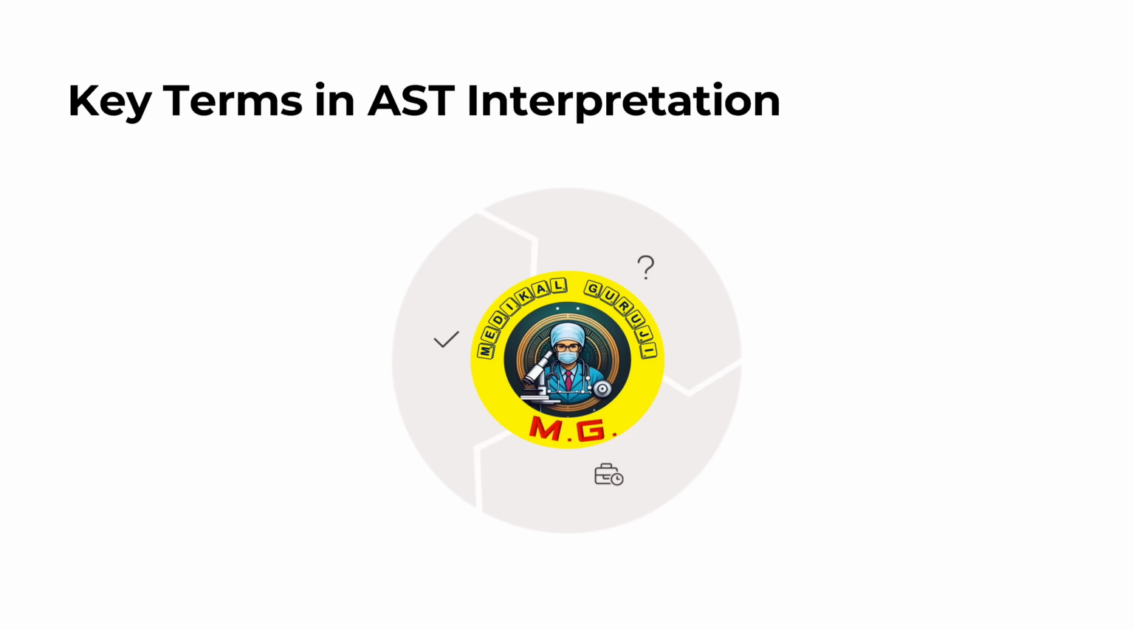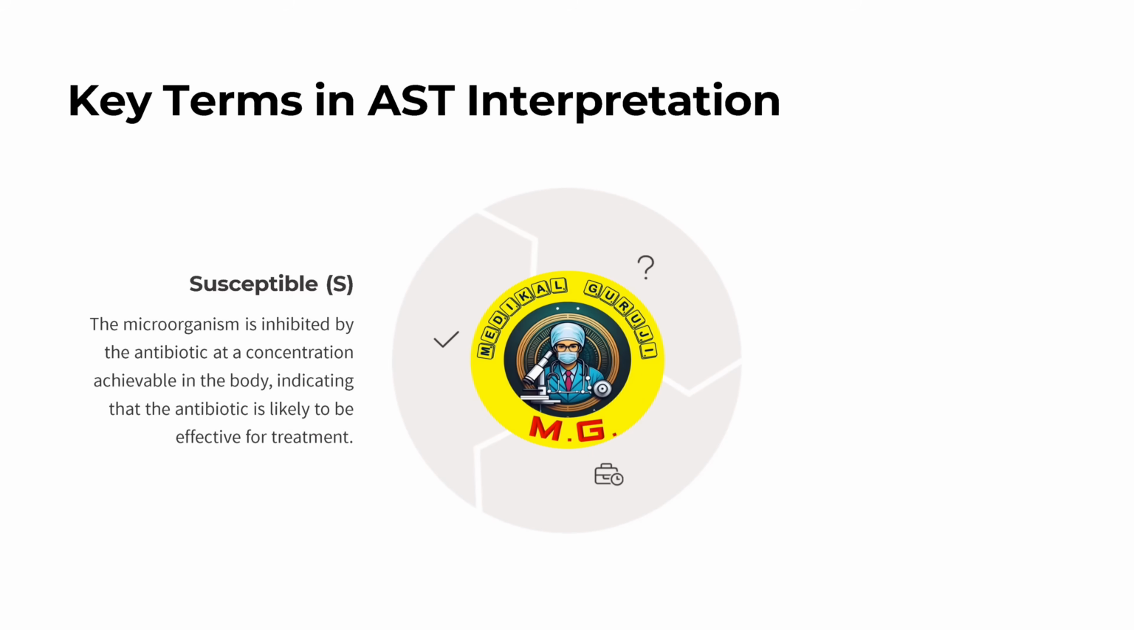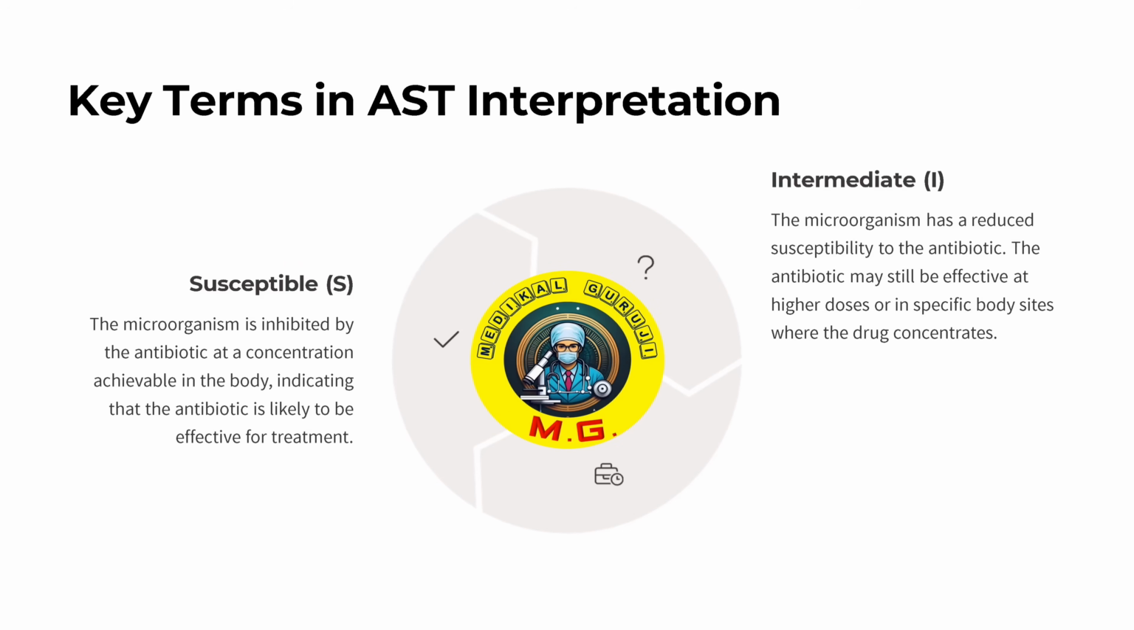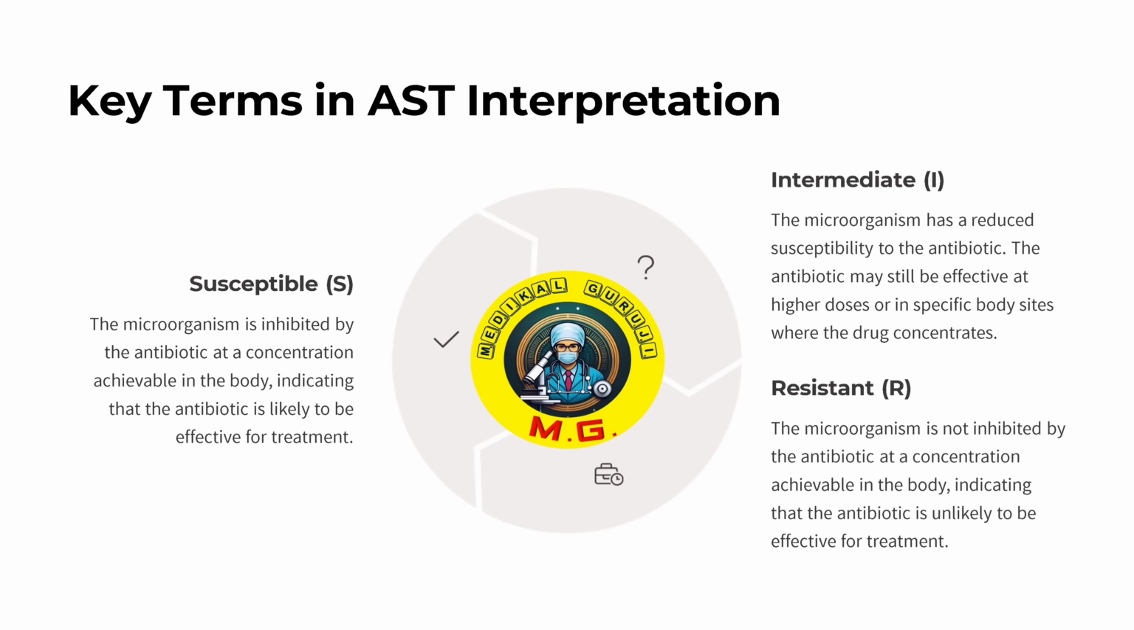So there are three major categories. The first one is susceptible. The organism is inhibited by the antibiotic at a concentration achievable in the body, indicating that the antibiotic is likely to be effective for treatment. The second category of result is intermediate. That is, the microorganism has a reduced susceptibility to the antibiotic. The antibiotic may still be effective at a higher dose or in a specific body site where the drug concentrates. And the third category is resistant. So the microorganism is not inhibited by the antibiotic at a concentration achievable in the body, indicating that the antibiotic is unlikely to be effective for treatment.